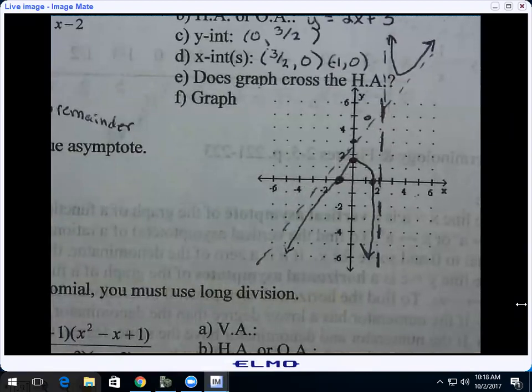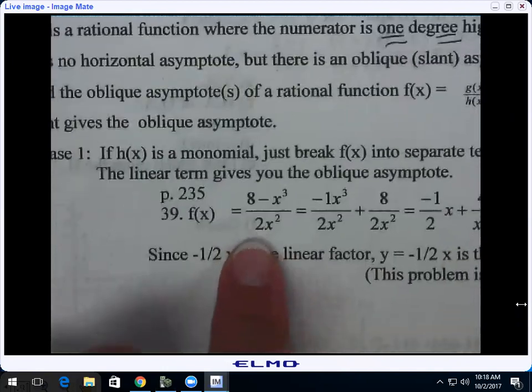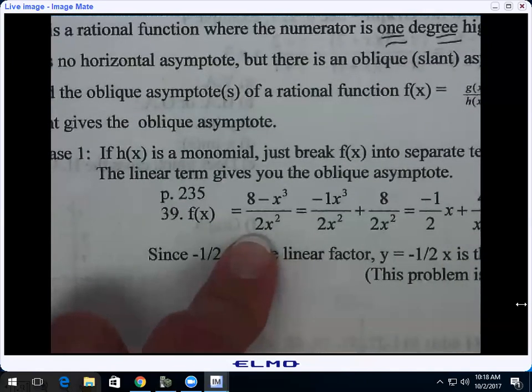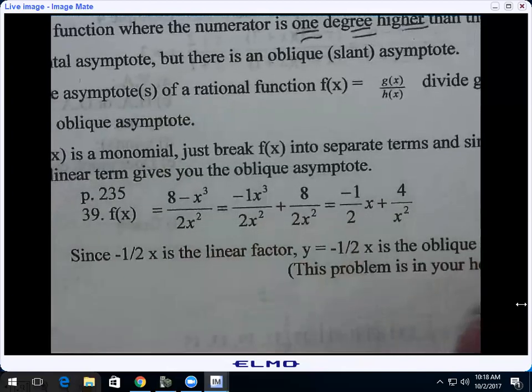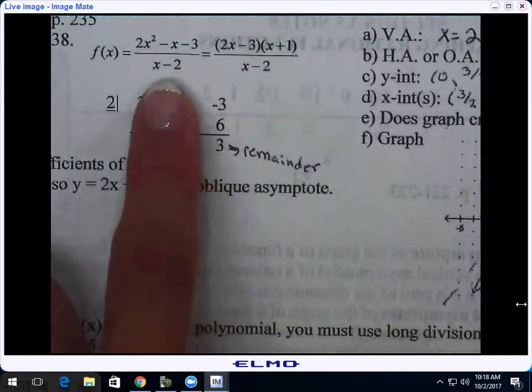So when is it that you're going to have an oblique asymptote? When the numerator is just 1 degree higher than the denominator. How do you find the slant asymptote? By dividing. And so far we've had 2 cases. We had when the denominator is a monomial, you can divide just by breaking that into separate fractions and reducing each term. And we've seen when the denominator is just x plus or minus a constant, we can use synthetic division.